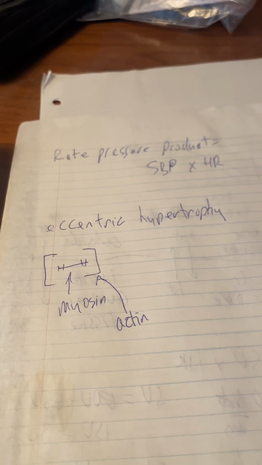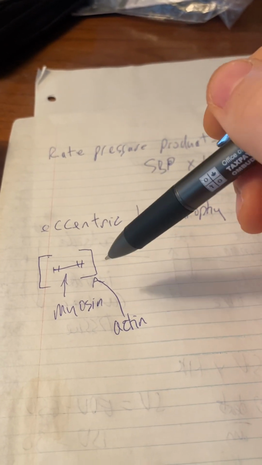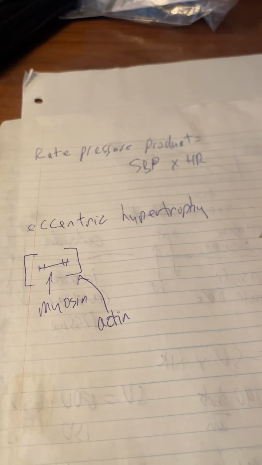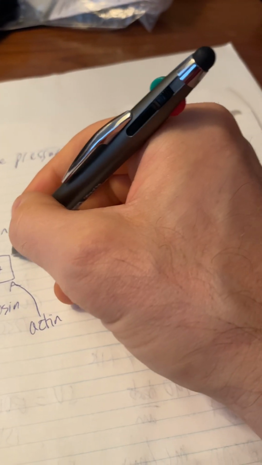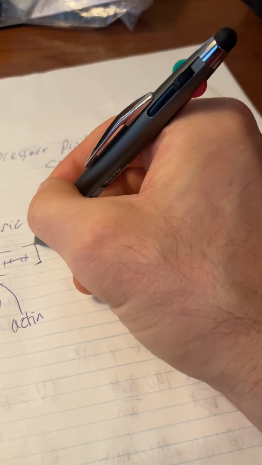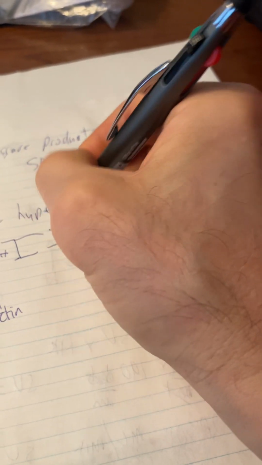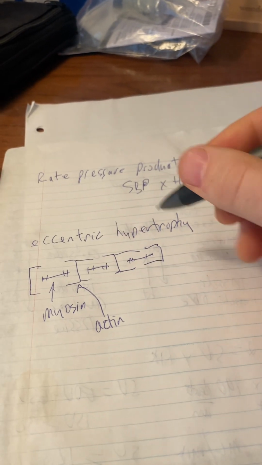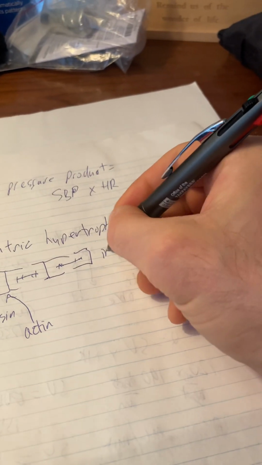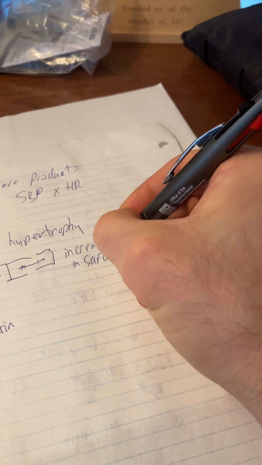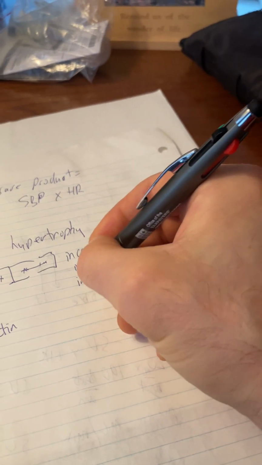With eccentric hypertrophy, you get addition of these sarcomeres end to end as you get a stretching of the left ventricle. So you get sarcomeres increasing this way. So this is going from before to after endurance training. You get this eccentric hypertrophy. This is also referred to as an increase in sarcomeres in series.